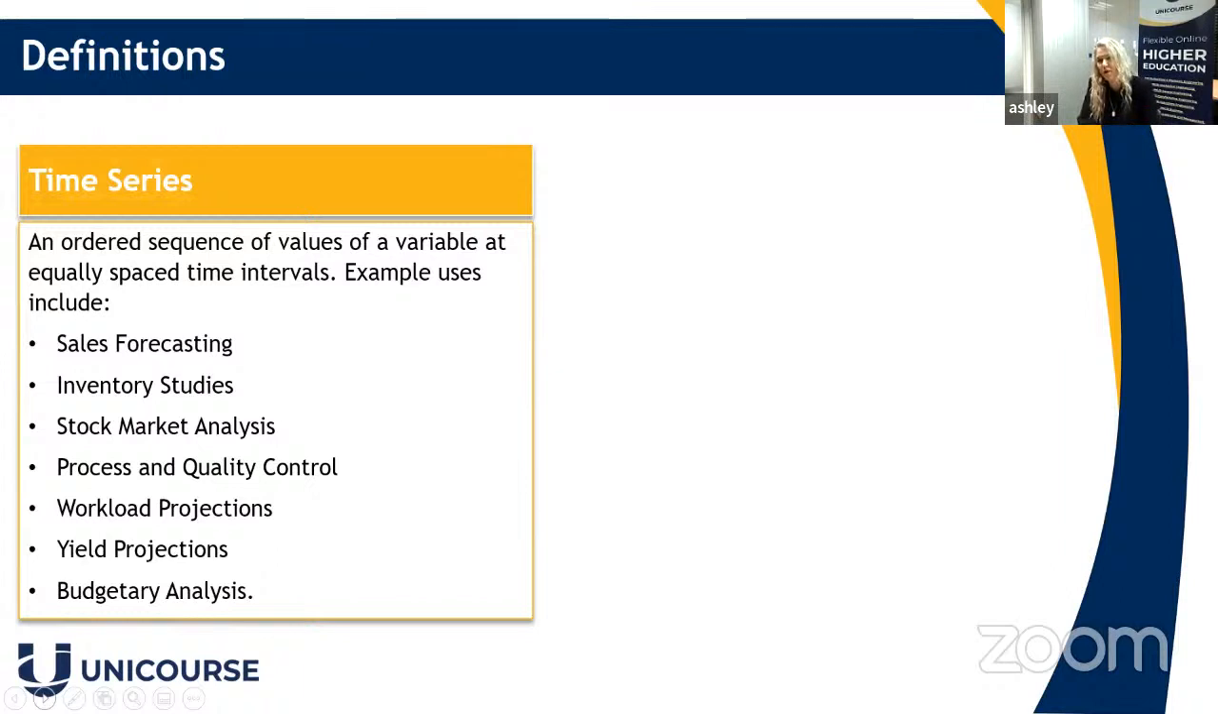And a lot of people do use this for stock and inventory management because, consider how much it costs to hold the resources that you actually have. If you can predict when you're going to need it, and then you'll have the space for that stock, then that will only help in the management of your resources. Process and quality control, yield projections, workload projections, budgetary analysis is quite common for the use of time series. I'm going to give you a couple of examples which might allow you to think about it from more of a general perspective.